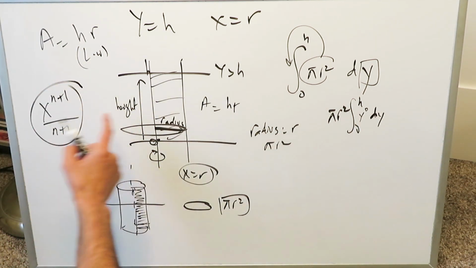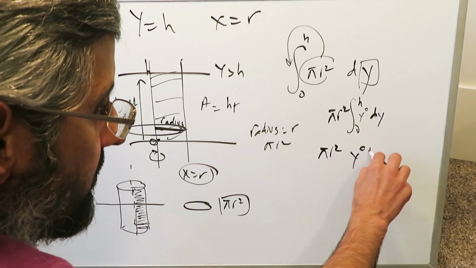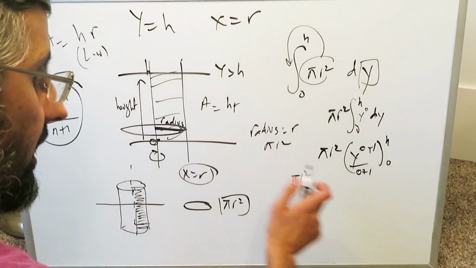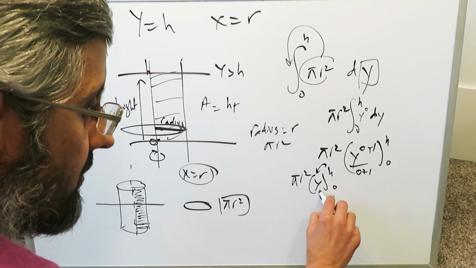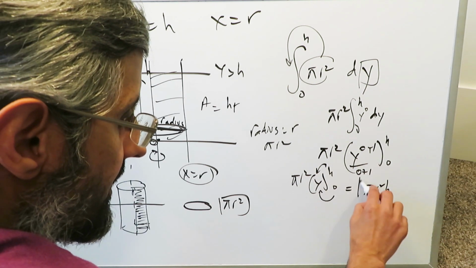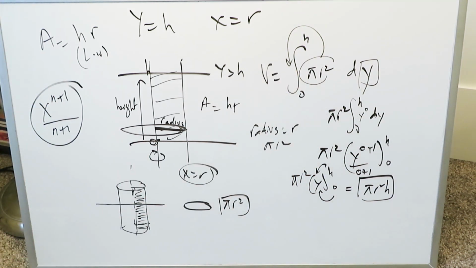Run it again through this template. You'll have pi r squared and then 0 plus 1 over 0 plus 1. You have y, upper limit h and lower limit 0. You put upper limit, lower limit, and always the difference of the two. You'll have pi r squared h. What's pi r squared h? It's the volume. Volume of a cylinder is pi r squared h.